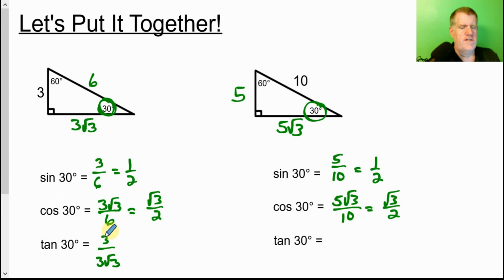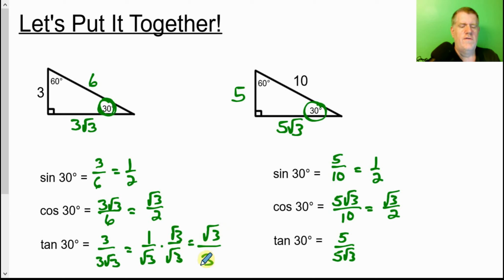Alright, look at our tangents here. Oh, let's do this tangent. Opposite is 5. Adjacent is 5 roots of 3. So you can see the similarities here. Let's simplify. These 3's would cancel. 1 over the root of 3. Don't want a root of 3 on the bottom. Square root of 3 over 3.